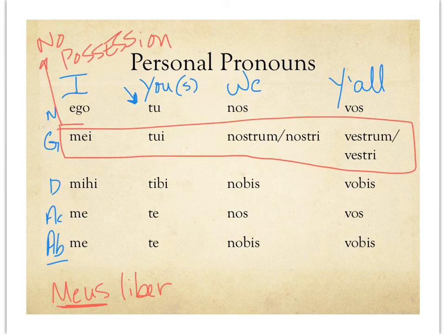But we do use mei and tui, nostrum, nostri, vestrum, vestri, for other uses of the genitive that we have looked at. So an objective genitive, for example, or a partitive genitive, those are situations where we would see these. So usually mei, tui, nostri, vestri we would see for an objective genitive, for example, and nostrum and vestrum we would see with partitive.